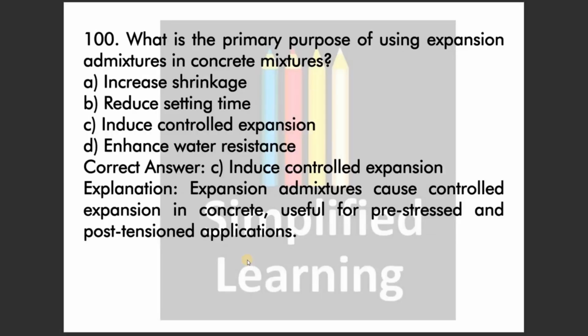Last question. What is the primary purpose of using expansion admixture in concrete mixture? It induces controlled expansion. Okay, expansion admixture causes controlled expansion in concrete, which is useful for pre-stressing and post-tensioning applications.